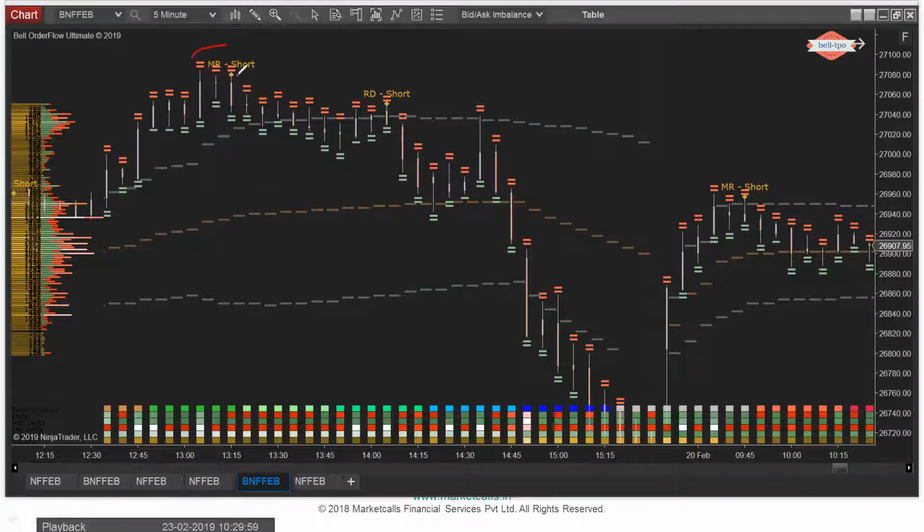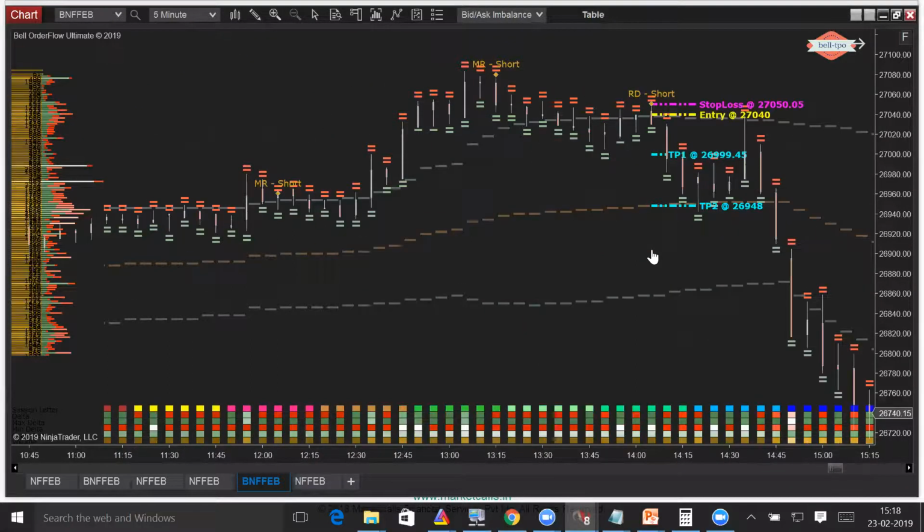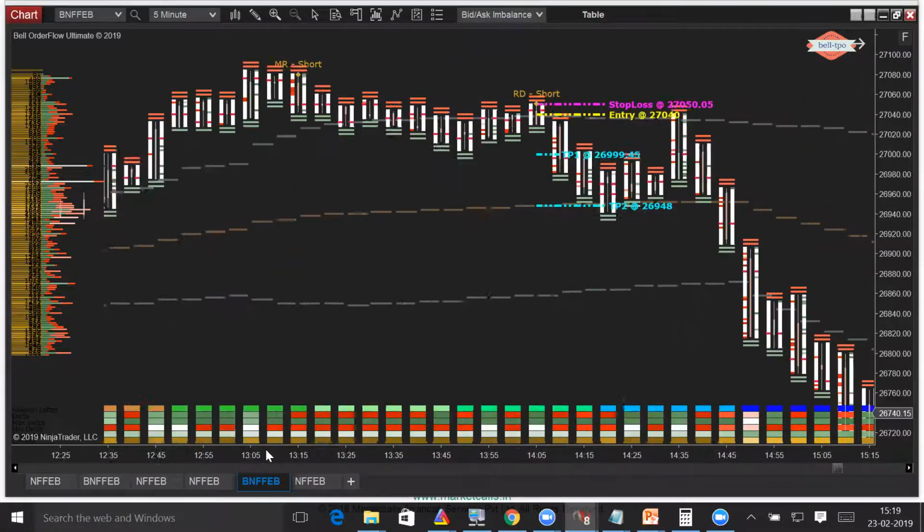So this is an MR short that happens over here. You see that bigger volume, and then it's an inside bar, and then selling activity started coming in. So that's your primary target. And these are the ones which happened recently, right? So the RD signal is a different signal. It's called the reversal delta. So probably I'll talk about it in the second part of the day. So let's look into this MR.